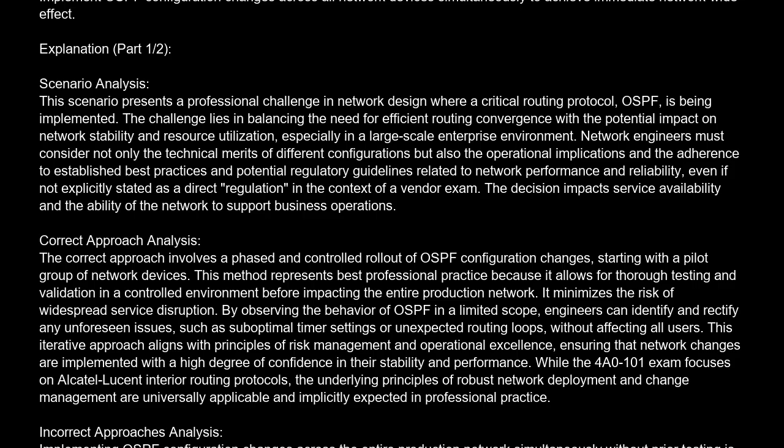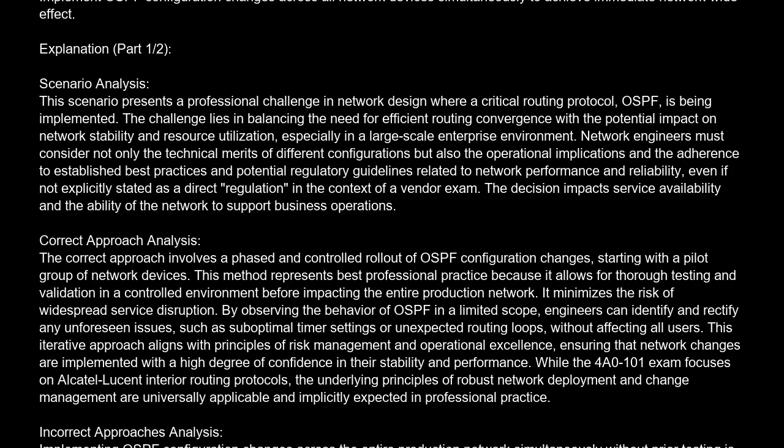Correct approach analysis. The correct approach involves a phased and controlled rollout of OSPF configuration changes, starting with a pilot group of network devices. This method represents best professional practice because it allows for thorough testing and validation in a controlled environment before impacting the entire production network. It minimizes the risk of widespread service disruption.